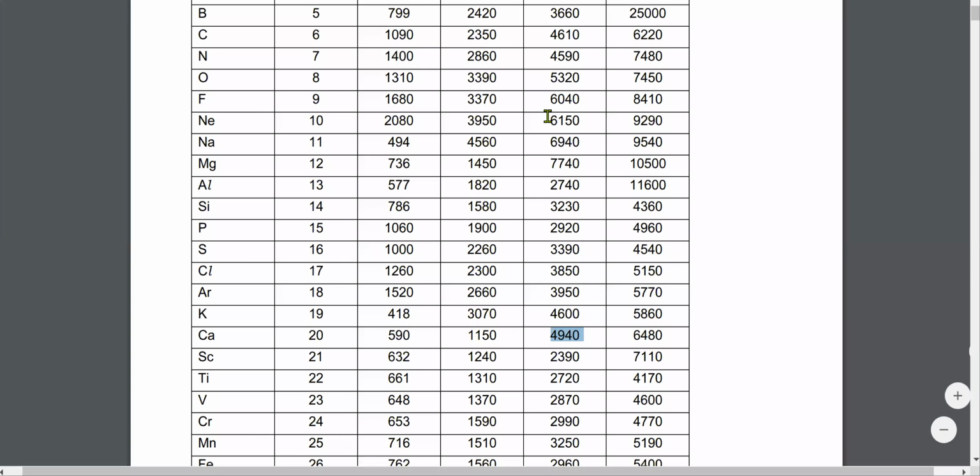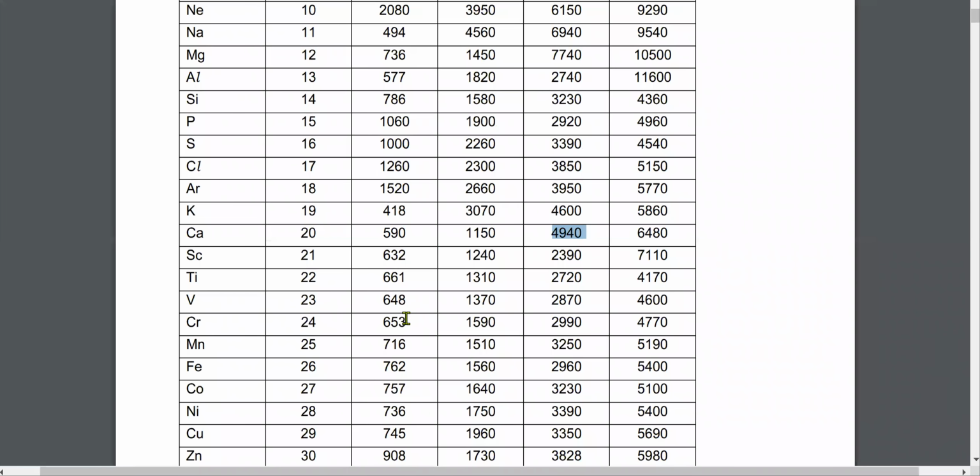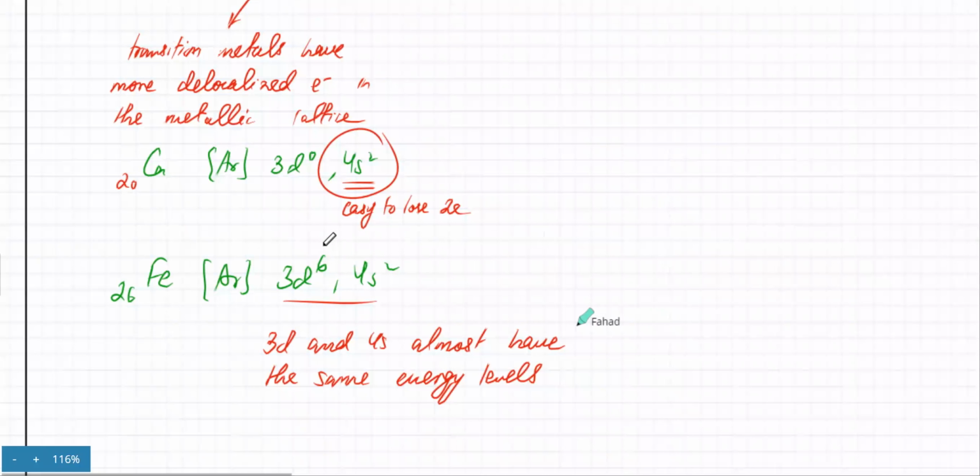But let's pick iron over here. You would notice that the jump in ionization energies is gradual. Fe losing the first electron is relatively easy. Losing the second electron, not much. The jump is not that big. Iron can also lose the third electron. If iron is losing the third electron, where is it losing it from? The third electron would be lost from the inner d subshell. So Fe could also form 3 plus.